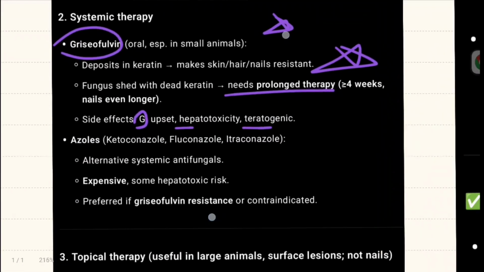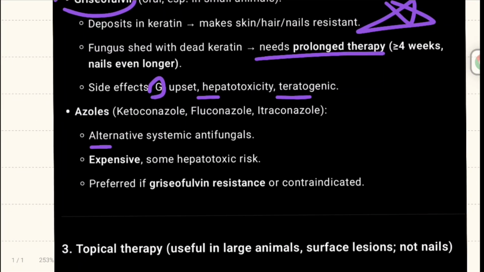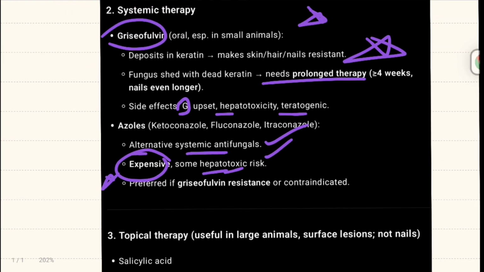Other choices of drugs involve the azoles such as ketoconazole, fluconazole and itraconazole, which can be used. They are alternate systemic antifungals, but the problem is they are very expensive and they also have some hepatotoxic risk. So if there is griseofulvin resistance, or griseofulvin is contraindicated, in such cases one can go with the azoles. A very good option is available.